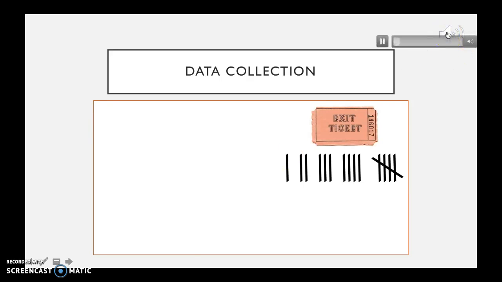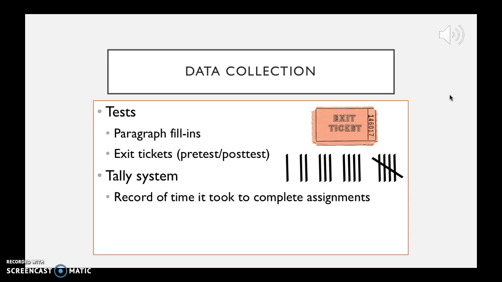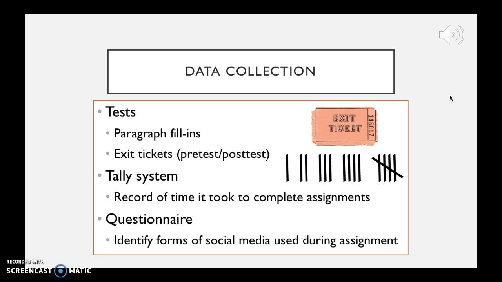Data collection was conducted using 3 different methods: tests, consisting of the paragraph fill-ins and exit tickets; the tally system, used to record the amount of time it took students to complete assignments; and a questionnaire, which required students to identify forms of social media they used during assignment completion.